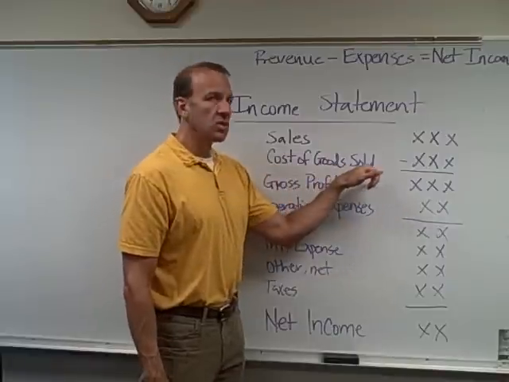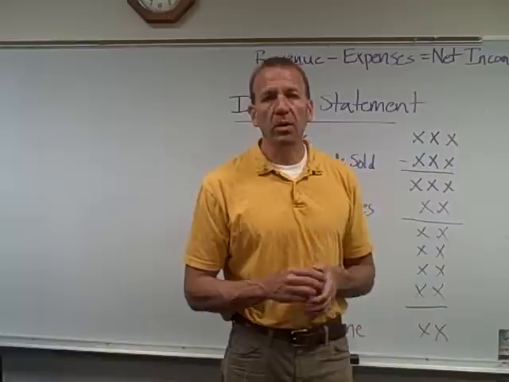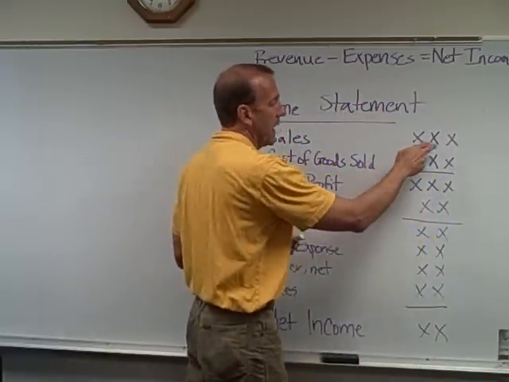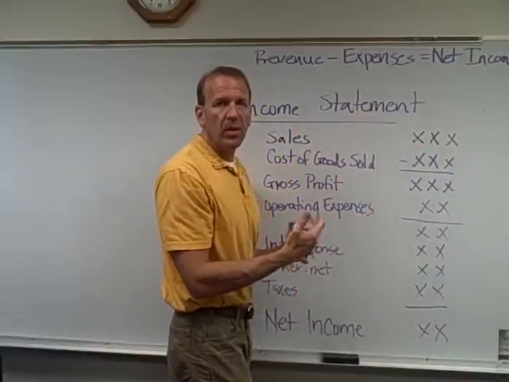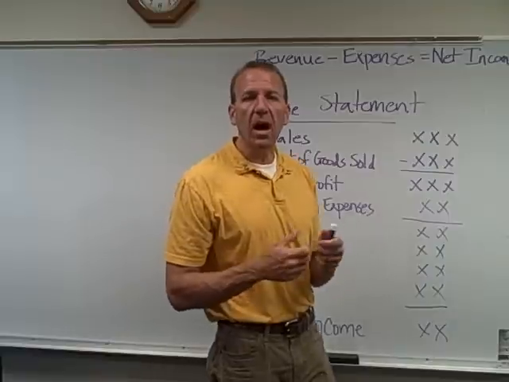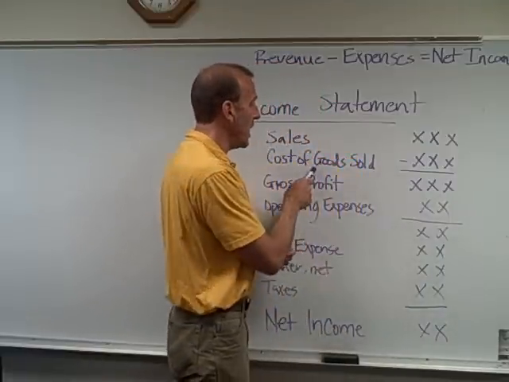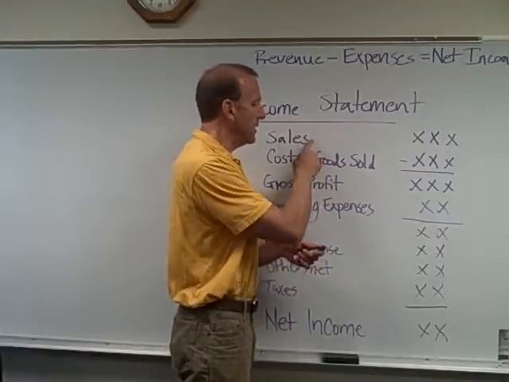Next, cost of goods sold, the cost of the item we sold. For example, let's say that we're selling tables. Let's say we sold a table for $1,000. So that would be sales of $1,000. Well, that's not really our profit from that. What did it cost us to get that table or to manufacture that table? That's what cost of goods sold is. It's the cost of the item that we're selling.